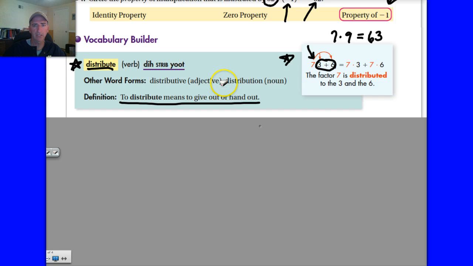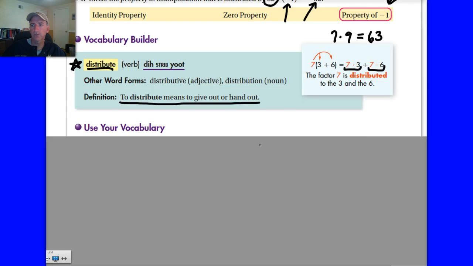Let me erase some of my markings. And notice what they did is next to it, instead of doing the 3 plus 6, they took this 7 times 3, and they multiplied it, and then they multiplied the 7 times the 6. Well, let's see what happens if I did that. I'm going to change color here, and see if I have some space right there. I'm going to kind of show you what happens here.